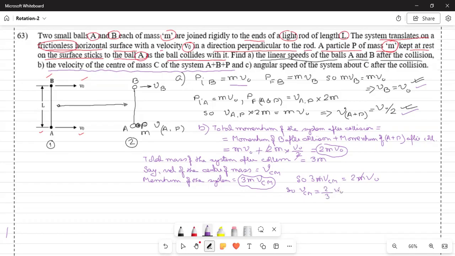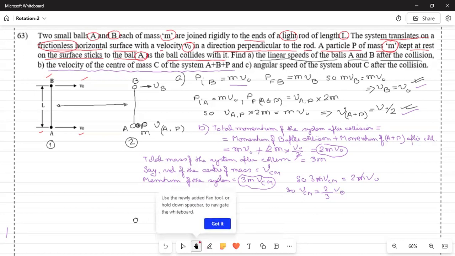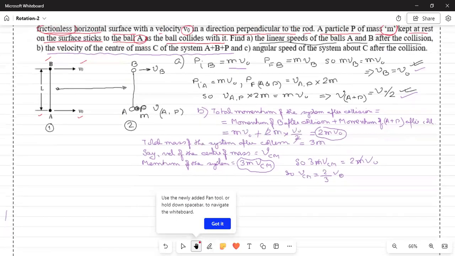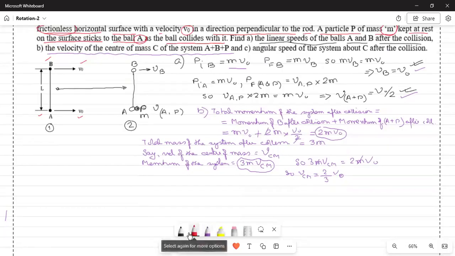This is the velocity of the center of mass. The question had another part. This part is: find the angular speed of the system about the center of mass after the collision.